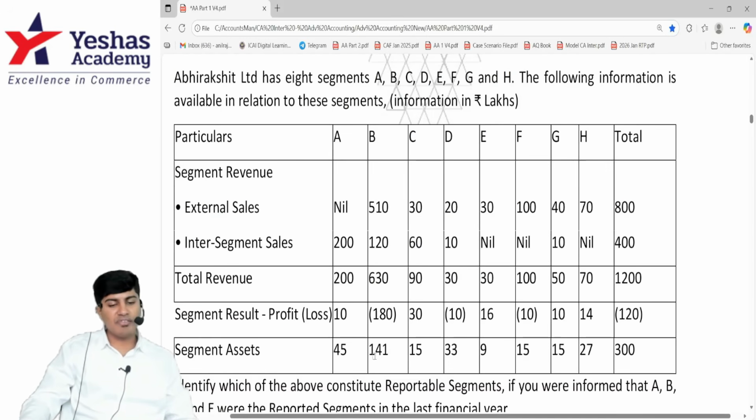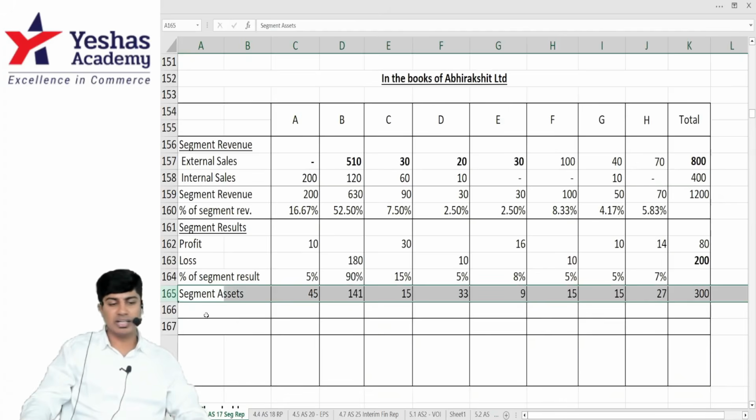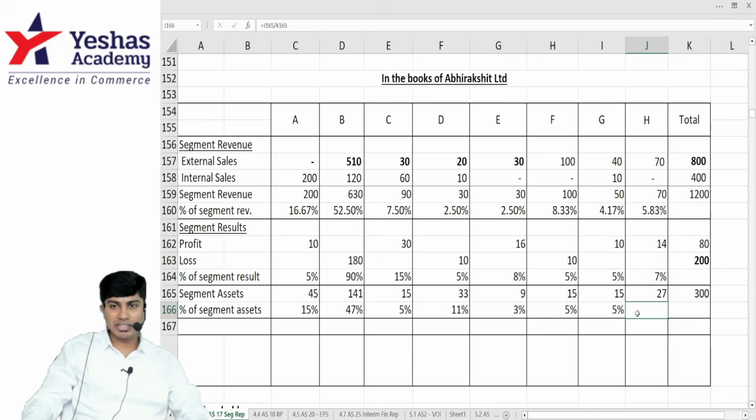Segment assets: 45, 141, 15, 33, 9, 15, 15, 27. Just write the data, 300. No percentage. 45 by 300, 141 by 300, 15 by 300, 33 by 300, 9 by 300, 15 by 300, 15 by 300, 27 by 300.